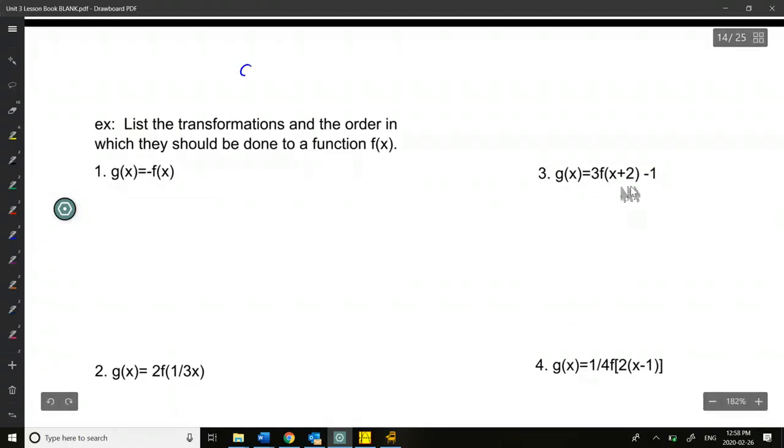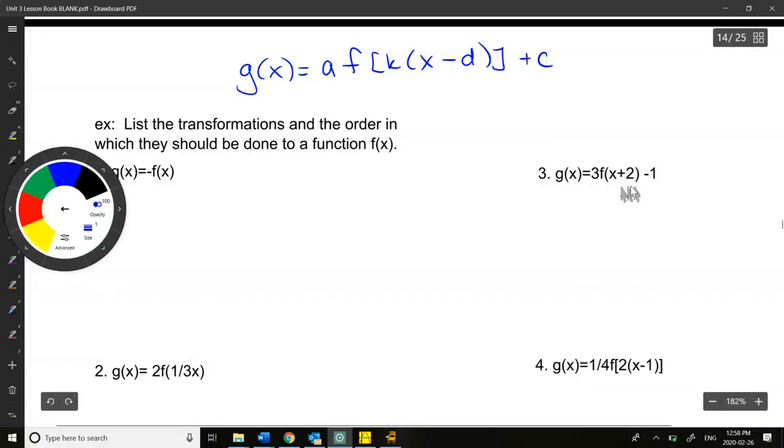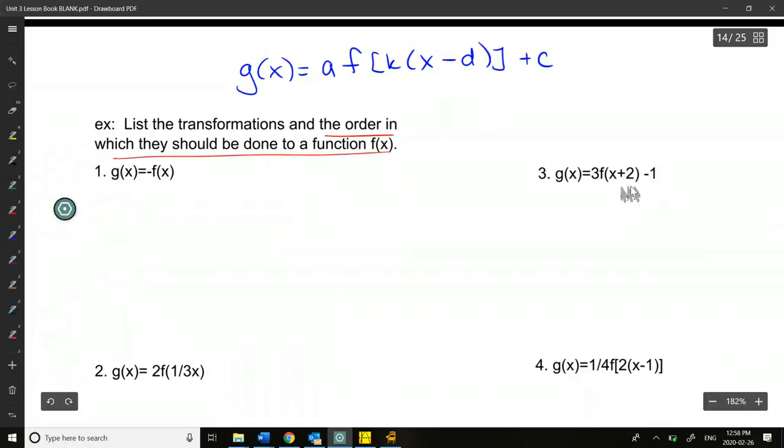Okay, so we're going to use the function that I showed you guys above and that you used in your little package that you did. We're using this equation here. So we're going to see if we can identify A, K, D, and C, just like we did at the end of our investigation package. And we're also going to list in words what that transformation does to any parent function. So right now we don't have a specific function that we're performing these operations on. It's just saying you could do this on any parent function, so any base function, and then we perform changes to it. Now this one is also asking us in the order which they should be done to the function.